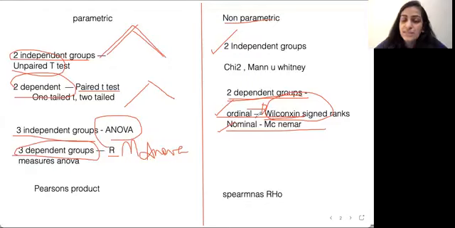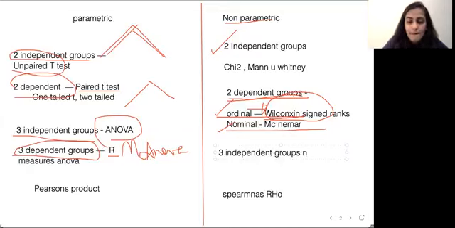Wilcoxon signed-rank test. Perfect. Okay. Now, three independent groups, non-parametric. That is Kruskal-Wallis. Okay. So it's going to be Kruskal-Wallis.